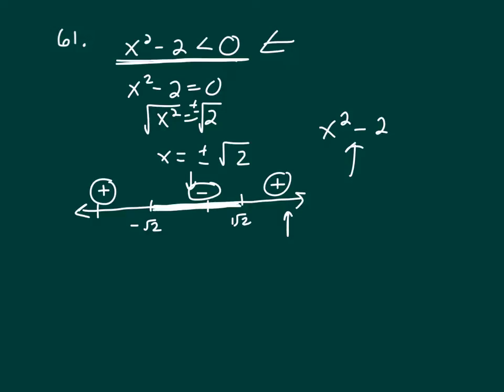So it would be negative square root 2 is less than x is less than square root 2. And you don't have equal signs underneath number 1. You don't have any answers with those in there, but you wouldn't, because when it's equal to negative square root 2 or positive square root 2, it equals 0. And we're trying to find out the ones where it's less than 0. So your answer is C.